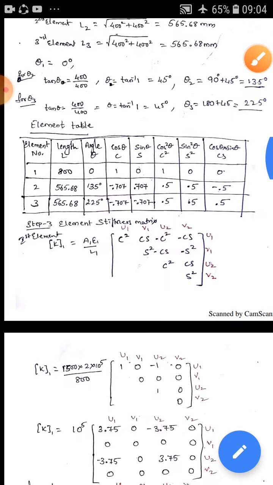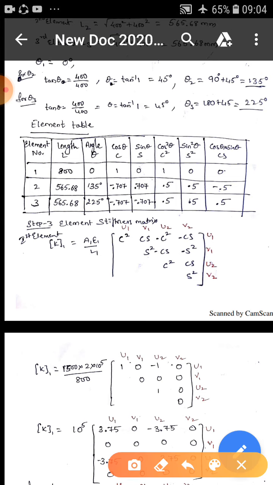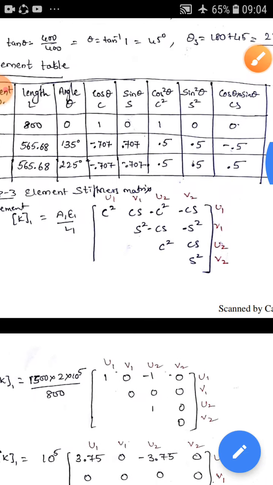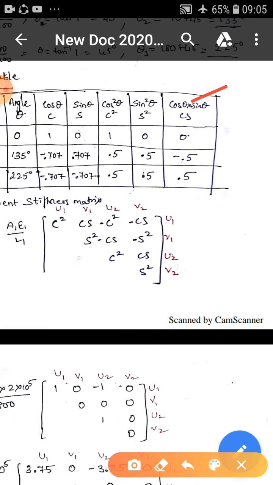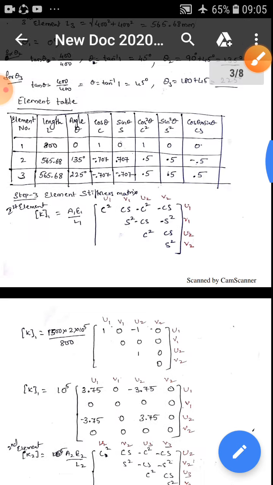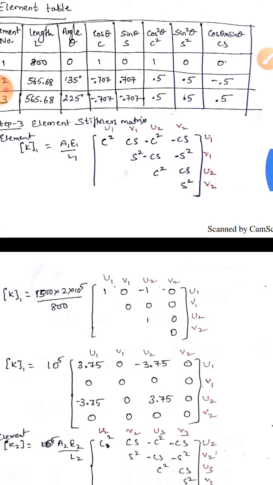Next, to make our element stiffness matrix easy, as I had said, we will write an element table which comprises determining cos theta, sin theta and so on. For elements 1, 2, 3, lengths are already determined and thetas are also fixed. Determine cos theta, sin theta, cos square theta, sin square theta, and lastly cos theta into sin theta. Substitute all the values, and then go to step 3.